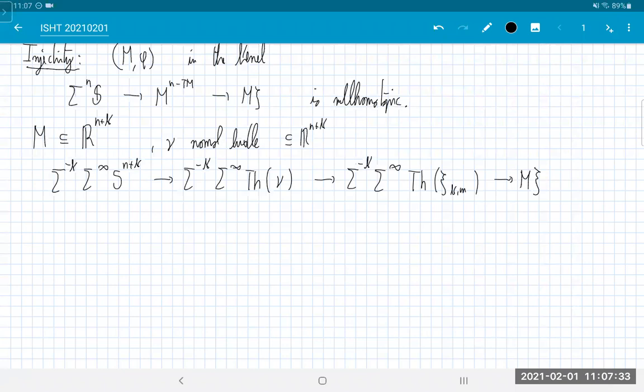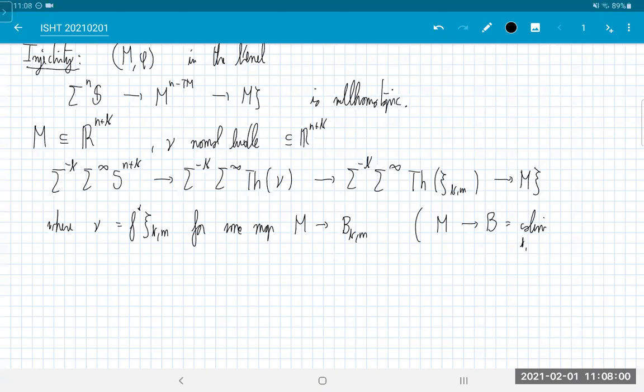And that's because mu is F upper star Psi KM for some map M to the KM. And that's because nu was F upper star of Xi for some map from M to B, but B is the colimit over K of BKM. And so we can factor it at some finite level since M is a closed manifold. And so in particular, it's a finite CW complex.